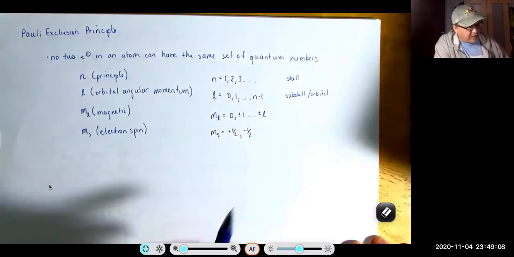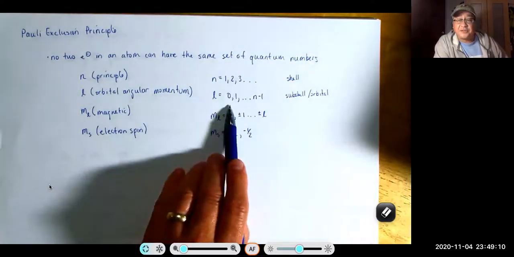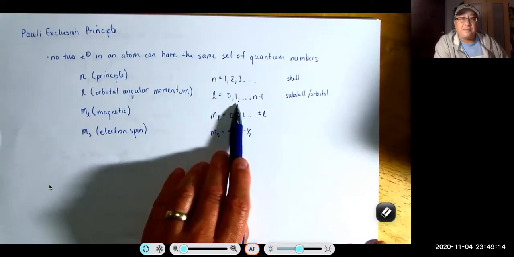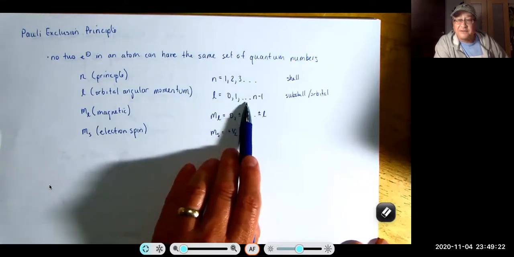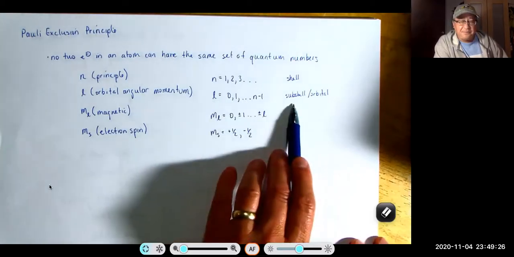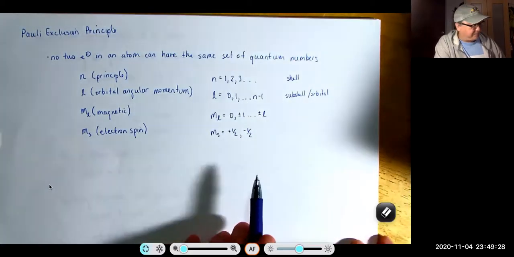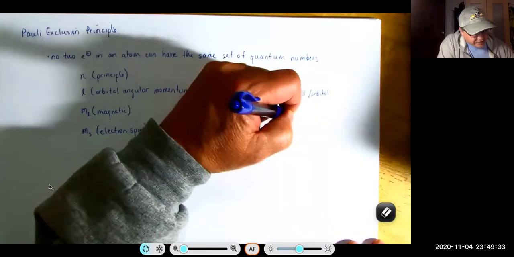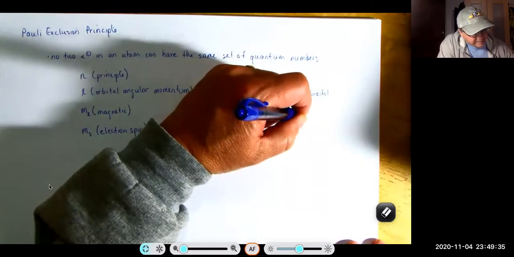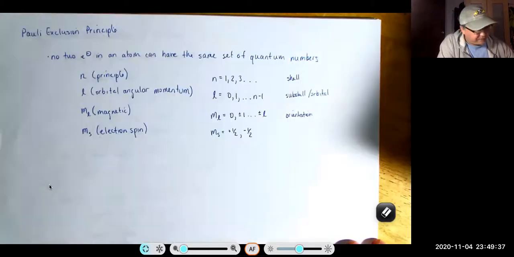So I want you to recall that if l is 0, it's an s subshell with s orbitals. If l is 1, you have a p subshell with p orbitals. If l is 2, you have a d subshell with d orbitals. And if l is 3, you have an f subshell with f orbitals. So l gives you the subshell and the orbital type. And m sub l just gives you the orientation of the orbitals.